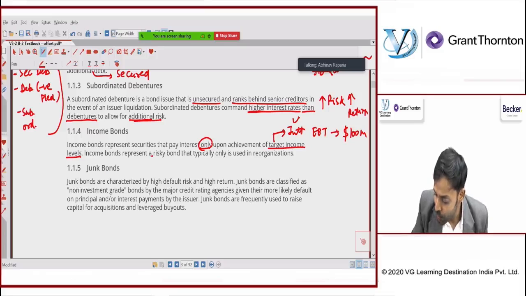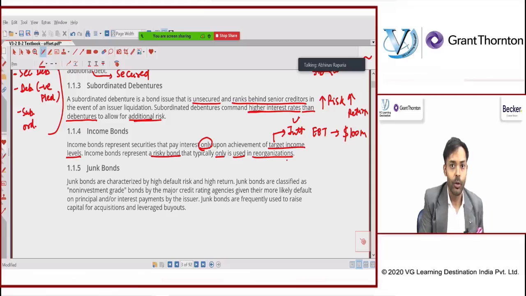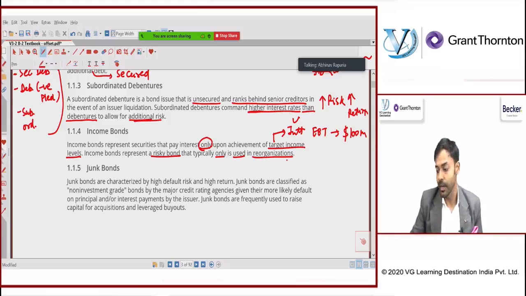Income bonds represent a risky bond. It's a very risky bond that is typically only used in case of a reorganization. For example, you're doing a merger or acquisition, you're buying or selling any company, any form of reorganization is happening, then you issue this kind of income bond, right? Why is that? Because generally when you're doing a reorganization, synergy will take time to build in. It will take a couple of years to set up that synergy and earn those profits. But when you have such a loan on your head, it would be very difficult to cater to that. That's why they come with this clause that once we achieve that kind of number, say $100 million, only then we'll distribute the interest. Otherwise, no. Because in that case, it would be very difficult to have a fixed obligation on your head, right?